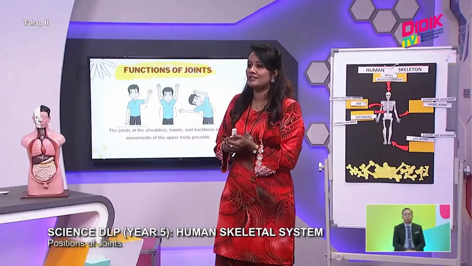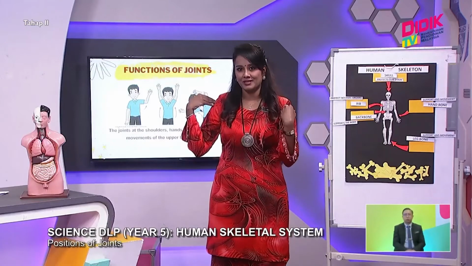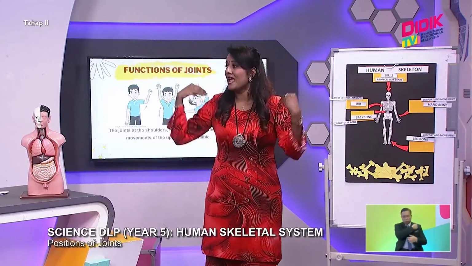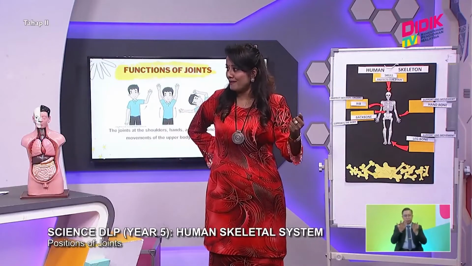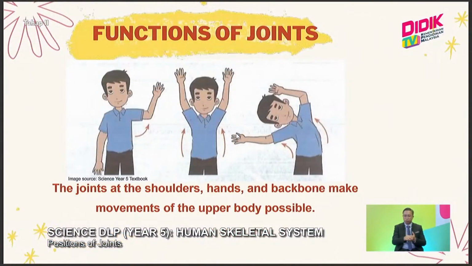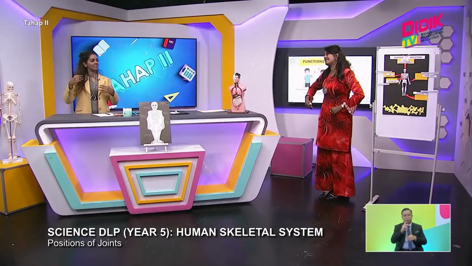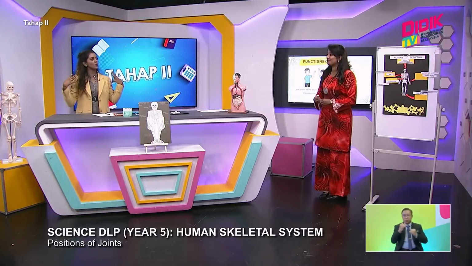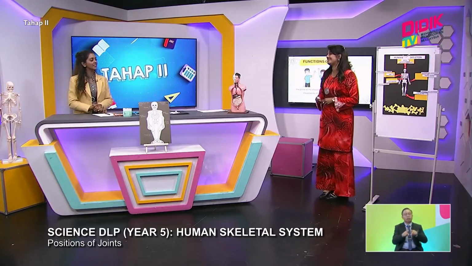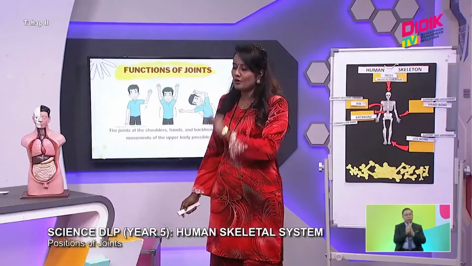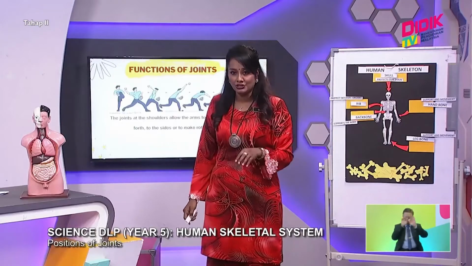Even you can see the joints at the shoulder. You have a shoulder right here. The shoulder and backbone make movement of the upper body possible. So if you move in front or move back or to the side, even your shoulder, you want to bend your body, that's how the joints work together. Yes. These are the importance of the joints. These are the functions of joints.